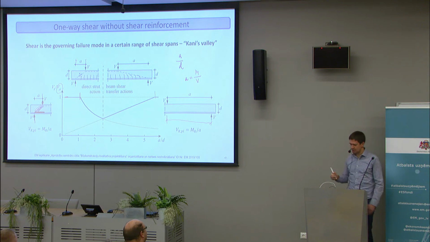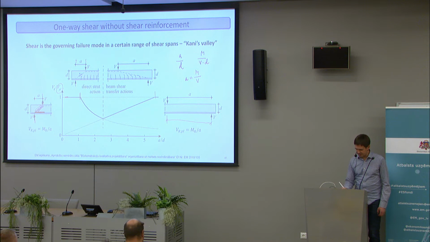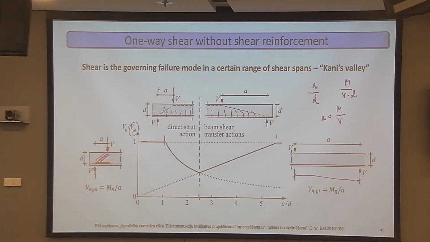That means the acting bending moment divided by the acting shear force. So then the shear slenderness will be M divided by V times d. The most critical value has been found to be about 2.5. If it's less than 2.5, the load is closer to the support, and then the first shear strut, the direct strut from the load to the column, will soften because of transverse strains.